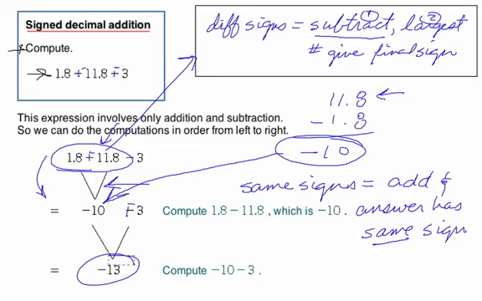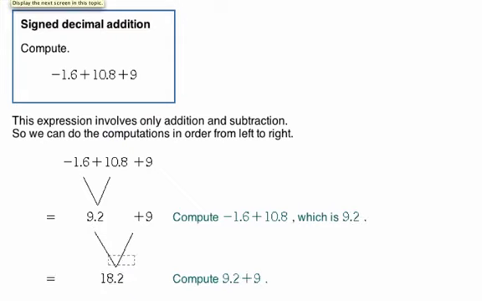Let's look at another quick example. Here we've got a negative 1.6 plus a 10.8 plus a 9. Those are already pluses. We could do our bump bump here, but it doesn't make sense because that still stays a negative 1.6.